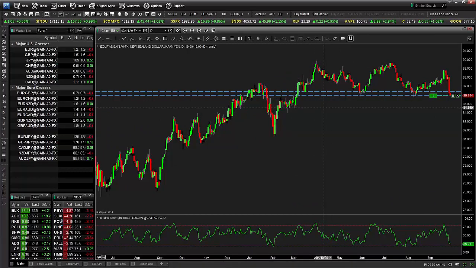I mean, good grief. You've got support down here at 84.50s, a little inside shelf. Then you've got a little bit of resistance coming in at 83.30s. And the next major support level is 81.60s. So a fall from 86 to 81.60s.